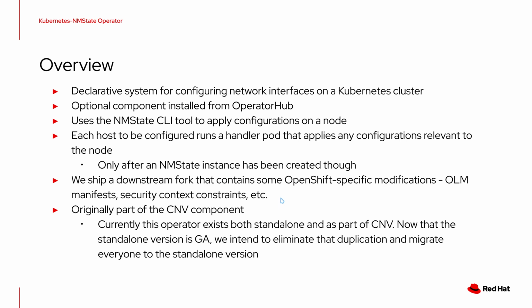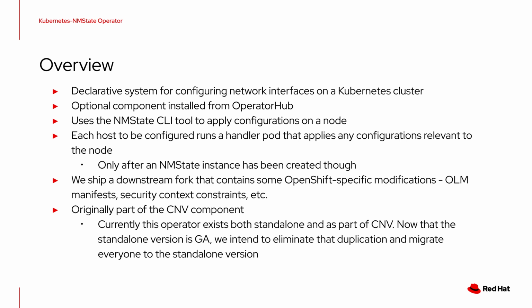We ship a downstream fork that contains some OpenShift specific modifications. We have our OLM manifests for the various different OpenShift versions. We needed to add security context constraints because that's a model that only exists in OpenShift, so it doesn't make sense for the upstream project to have that, but it is required for it to work in OpenShift. And there are a few other small changes.